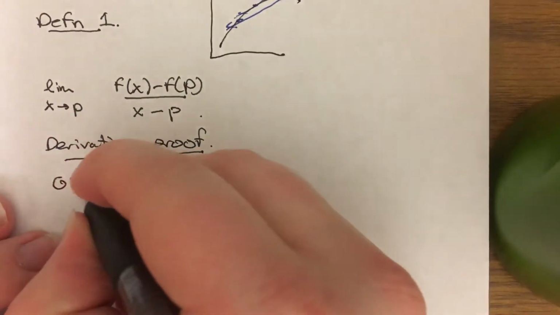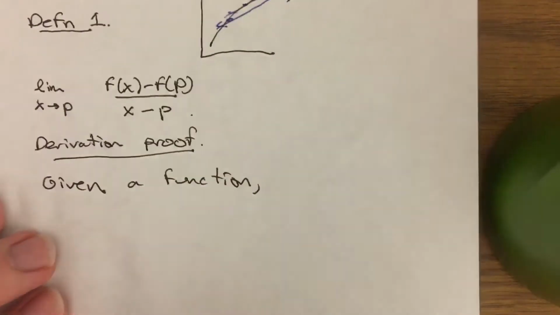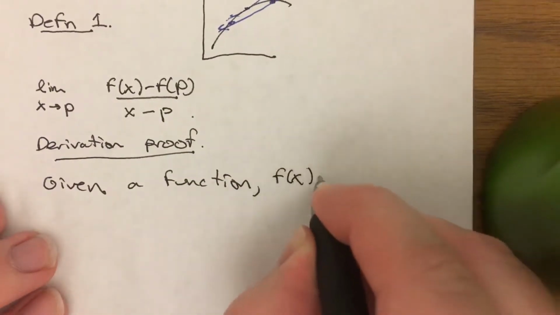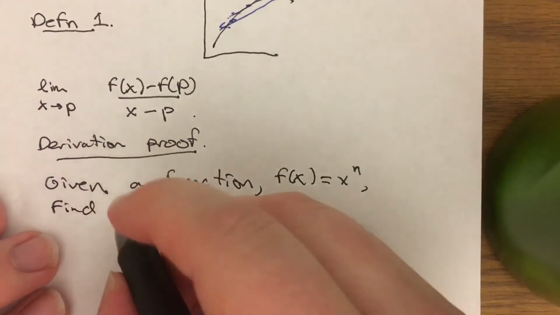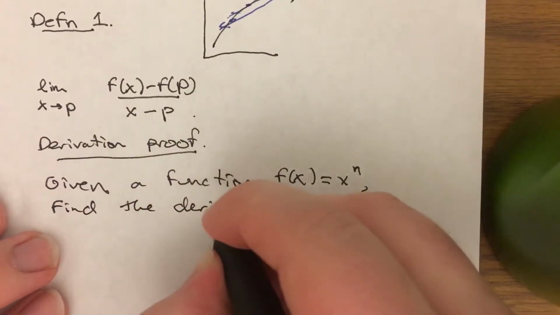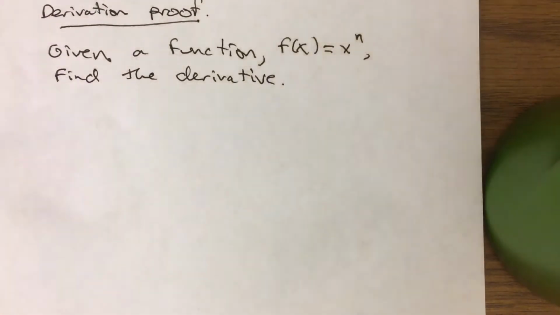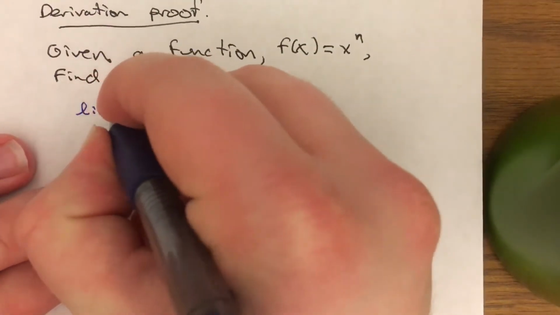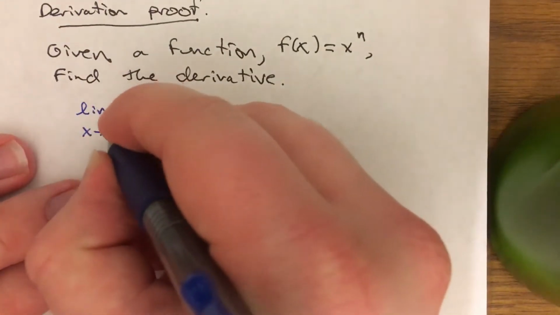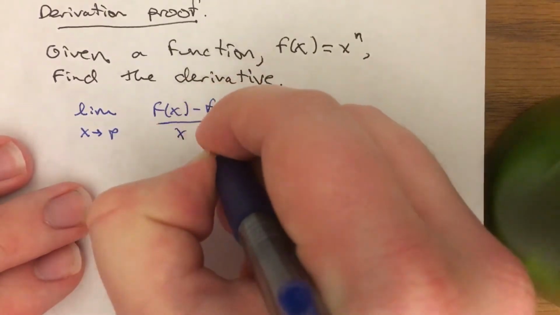So, given a function f of x is equal to x to the n, find the derivative. So we're going to do this. All right, so let's start off with our definition. And I'm actually going to switch to blue pen for this, so it stands out a bit from the words. So we have the limit as x approaches p of f of x minus f of p divided by x minus p.